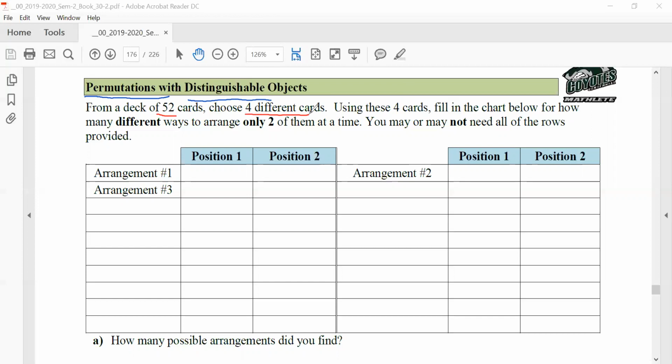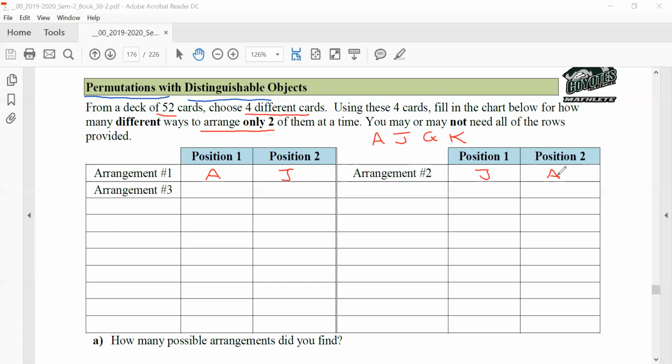We did this last lesson, but the difference with this one is this time we're only going to arrange 2 of the 4 that we have in our hand. So let's keep our life easy. We got 4 different cards: the ace, the jack, the queen, the king. Your job right now is to figure out how many arrangements you can write down. So I could have the ace and the jack, or the jack and the ace.